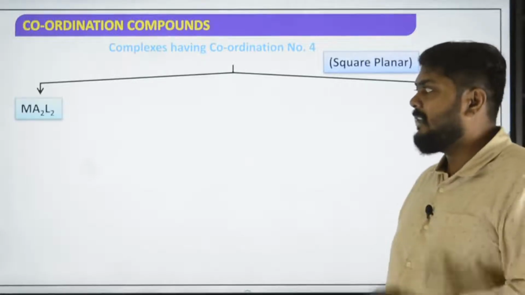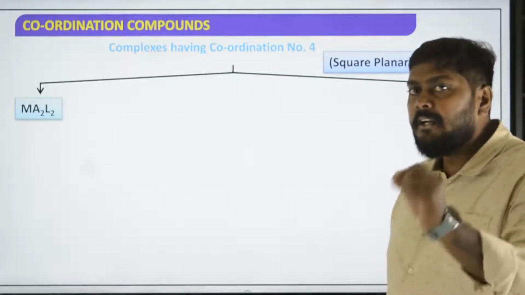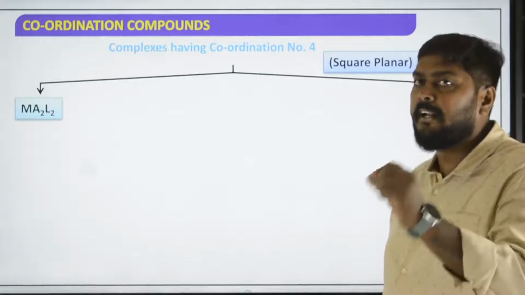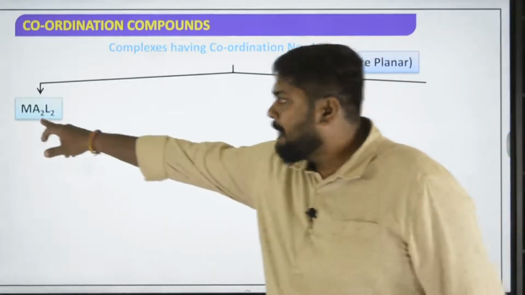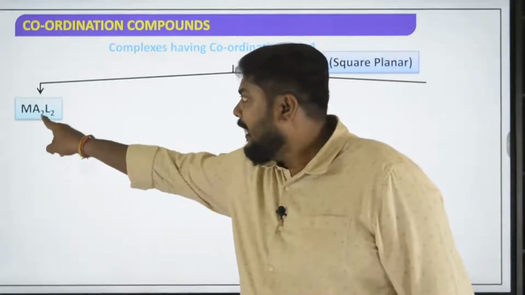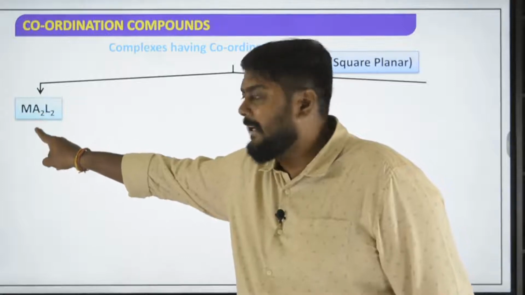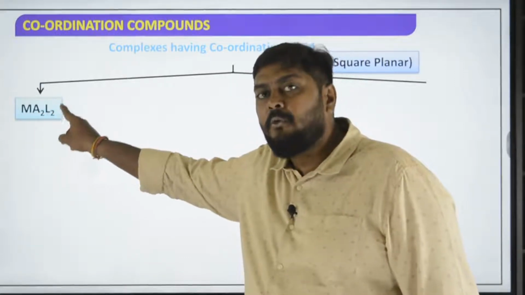In a square planar complex, around one metal there are two different types of monodentate ligands. Now M is mentioned as the metal, A is called a monodentate ligand, and L is another monodentate ligand.